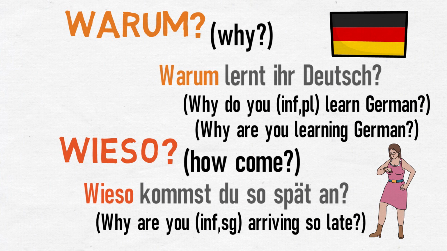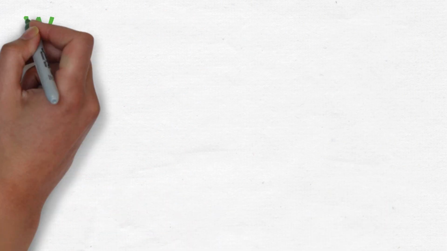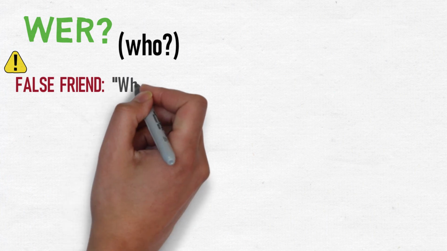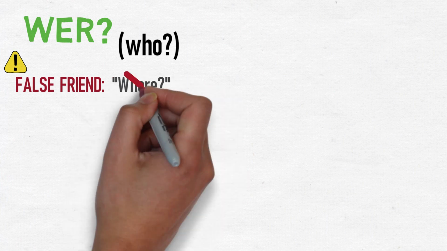The final question word to be discussed here is wer, which means who. Be careful of this one. It's what we call a false friend, meaning it sounds just like an English word, where, but it means something totally different.